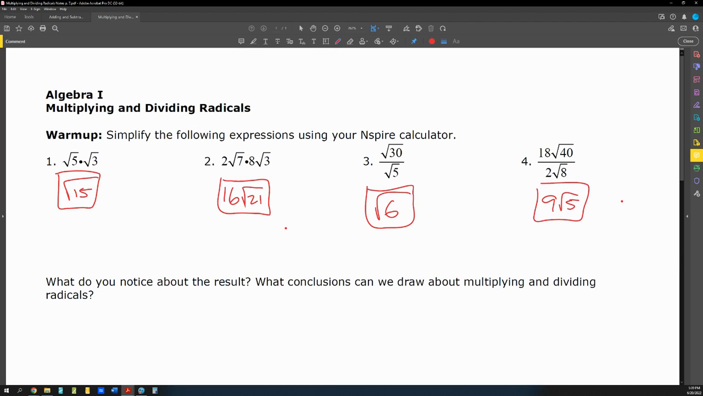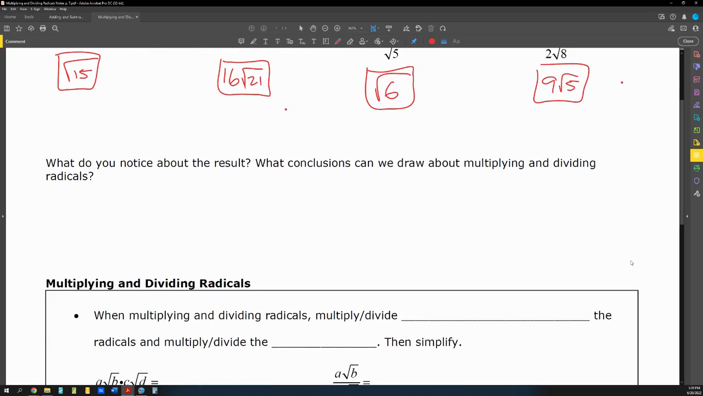Okay. So take a moment and look over examples 1 through 4 and see if you notice any patterns. What do you notice about the result of each of these? What conclusions can you draw about multiplying and dividing radicals? And go ahead and write your answer below.